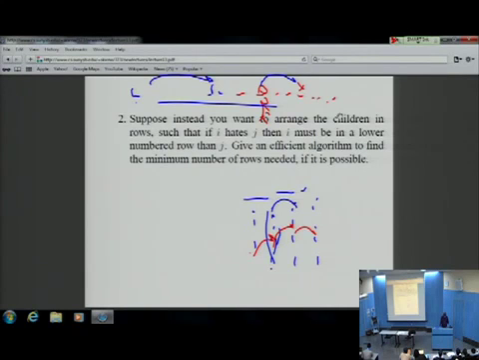Can anybody give me an idea how I might adapt my topological sort algorithm to use a small number of rows instead of n rows, which is what we did before? Any ideas how we might modify our topological sort algorithm to try to use few rows? Yeah? What is the maximum amount of people that one person hates? Is that the amount? Is it the maximum number of people one person hates?